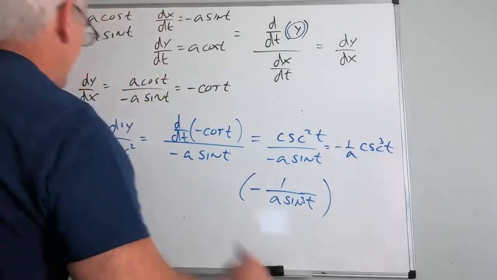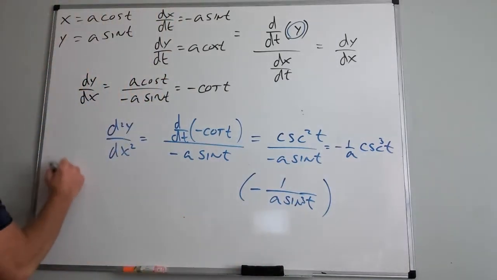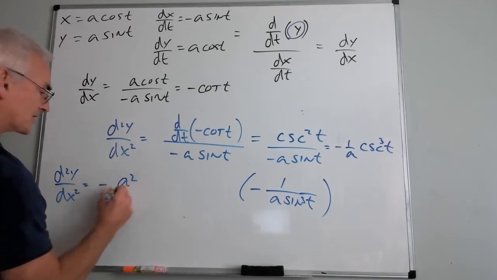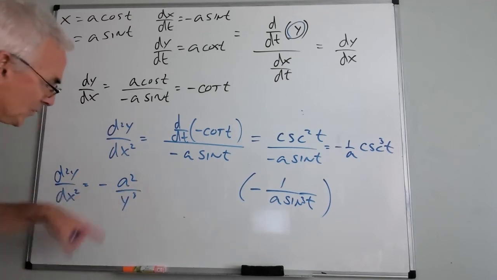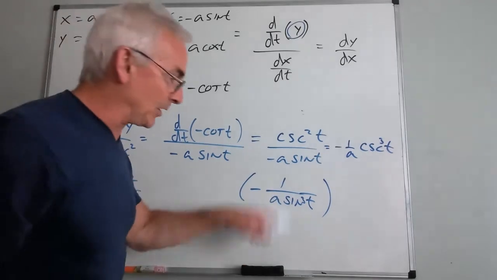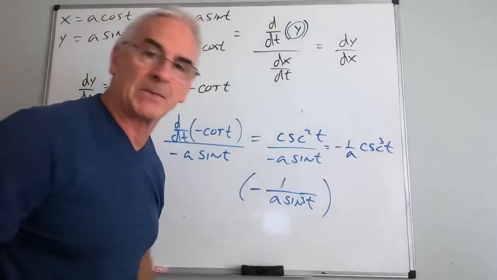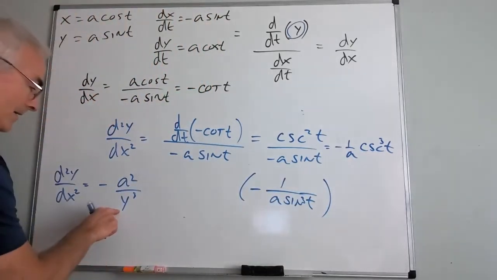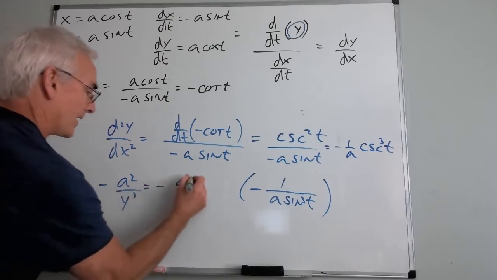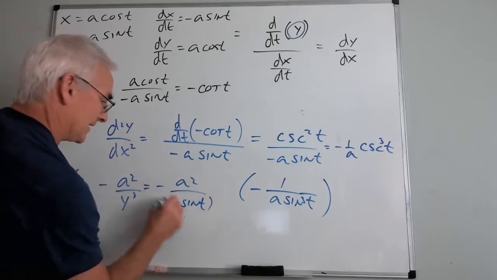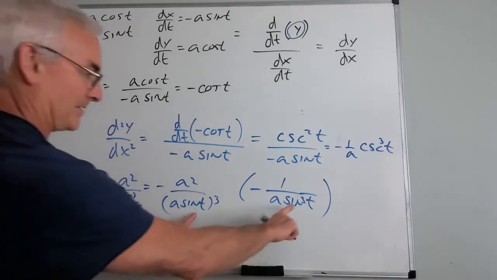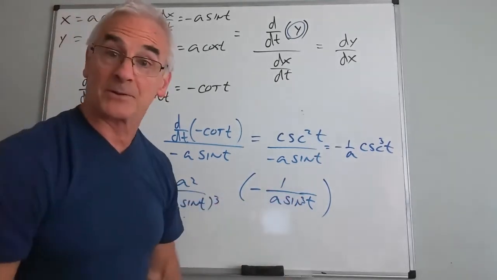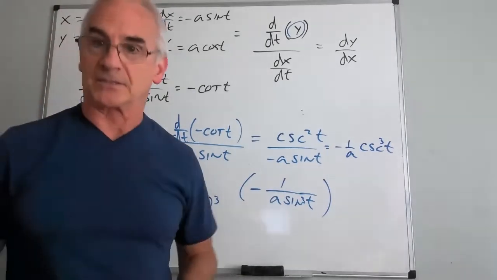Now, what did we say it was in XY world? Didn't we say in XY world, the answer was, I believe we said it was negative a squared over y cubed. In XY world, we said that was our second derivative. In parametric world, both of these we're saying is the same thing. That's probably cleaner to write it like that. Well, if I replace y with a sine t, a squared over a cubed, same answer. But the parameterized version was actually a bit simpler to come up with.